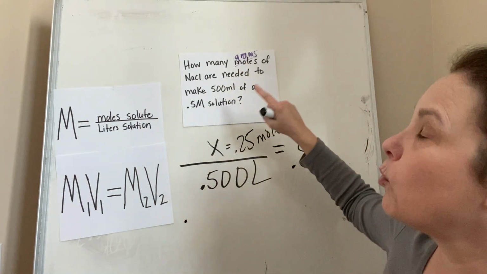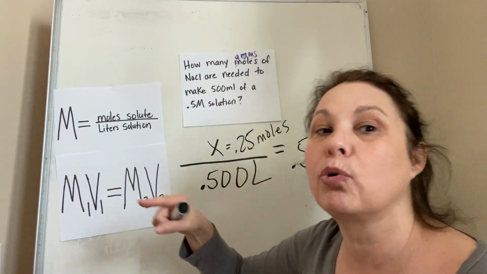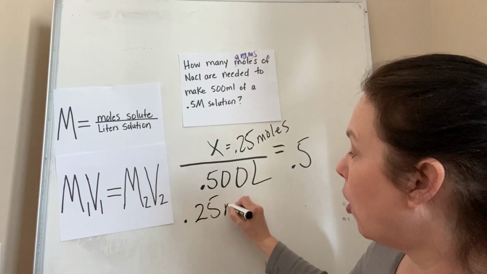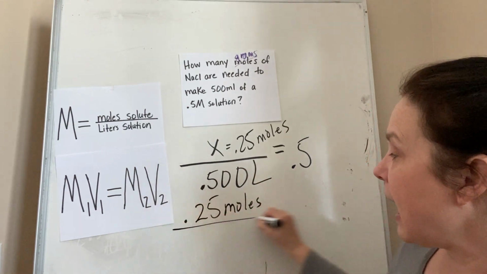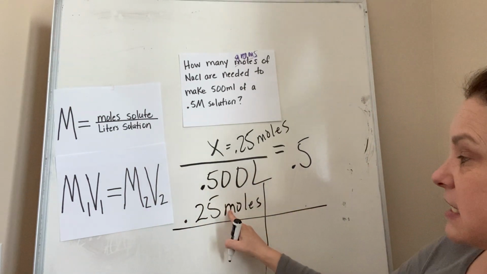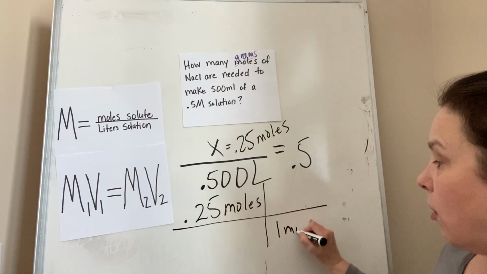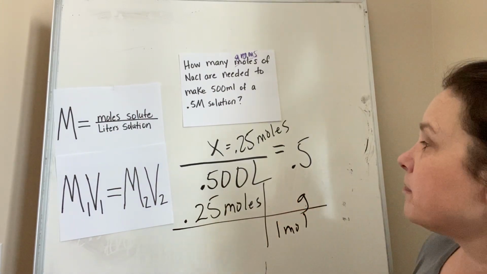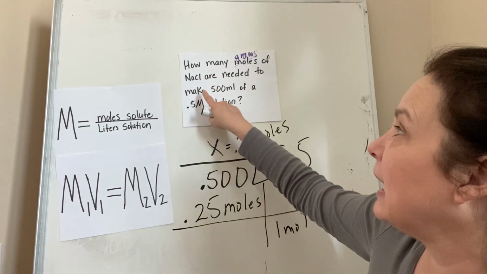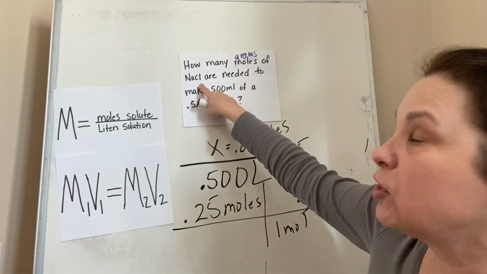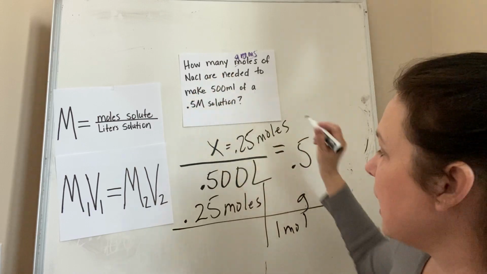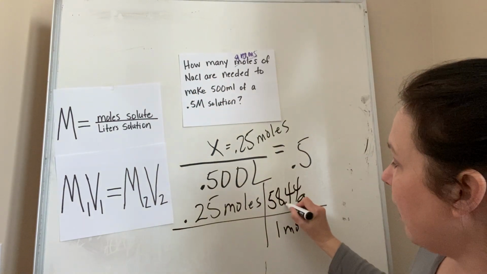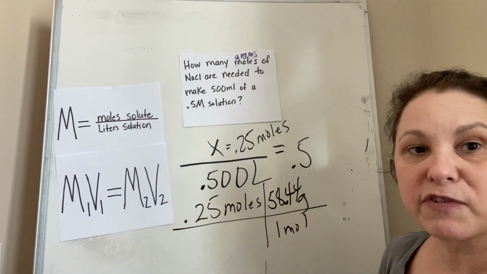But if it were to have said how many grams of salt would you need, then you would need to take the moles that you found and convert it. And remember, this time moles, so we need the 1 mole on bottom. The molar mass will go on top this time. And when you add up Na and Cl from the periodic table, you should get 58.44 as the molar mass of salt.